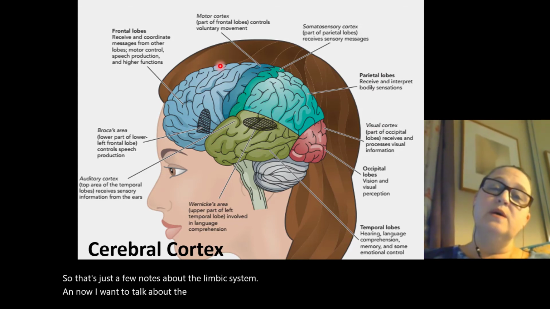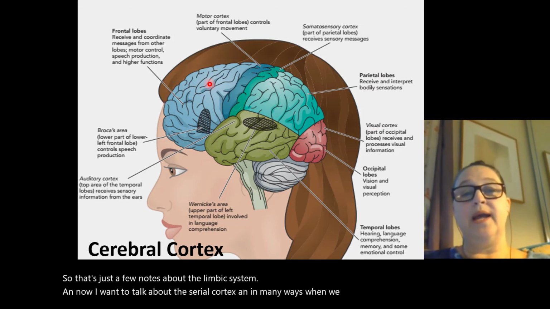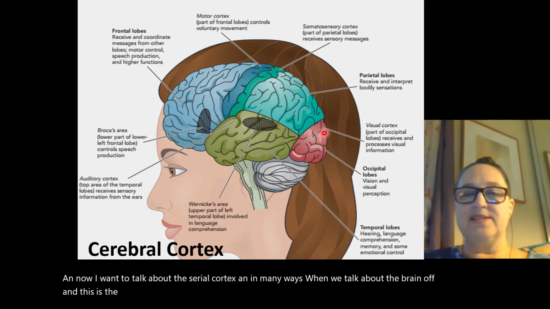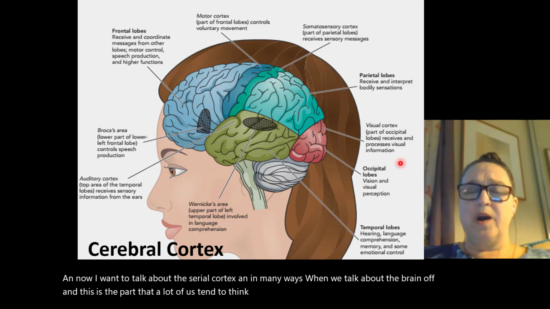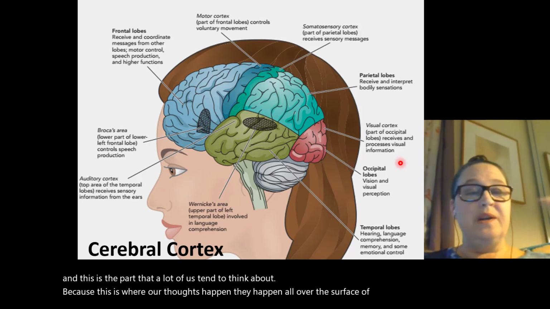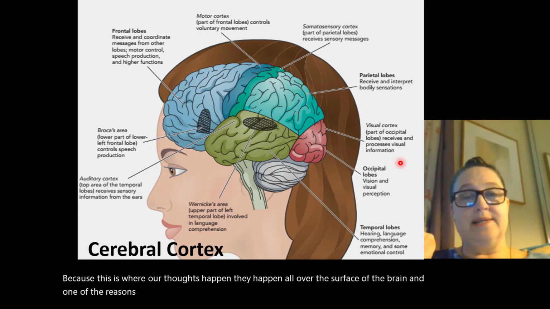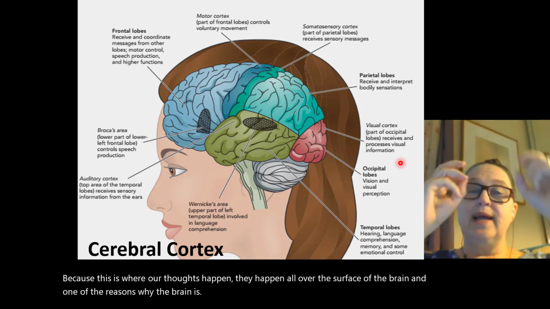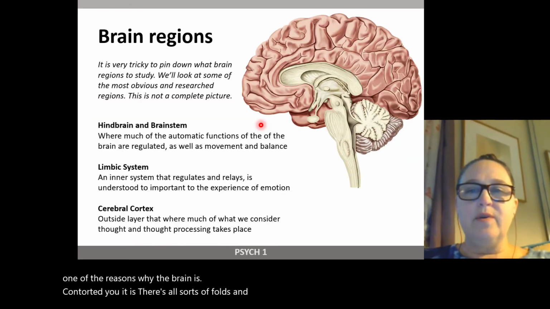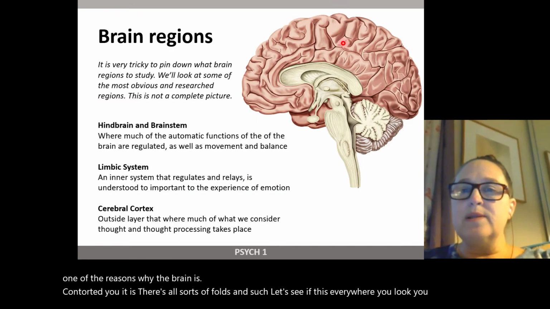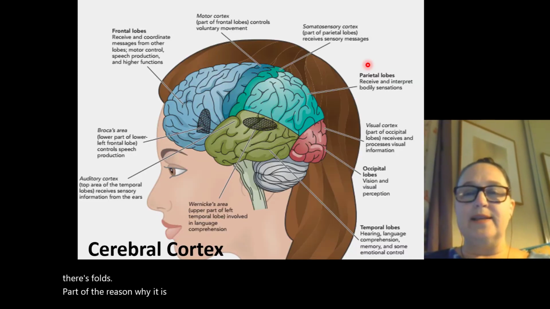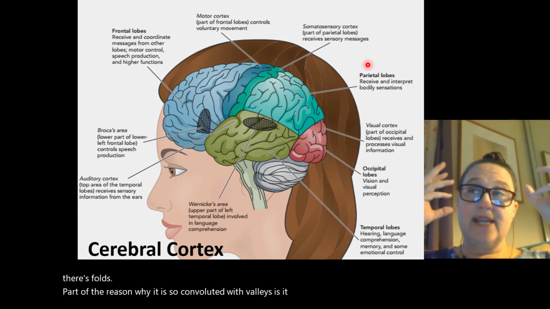And in many ways, when we talk about the brain, often, this is the part that a lot of us tend to think about, because this is where our thoughts happen. They happen all over the surface of the brain. And one of the reasons why the brain is contorted like you see it is, there's all sorts of folds and such. Everywhere you look, you see there's folds. Part of the reason why it is so convoluted with valleys is it increases the surface area of the brain.